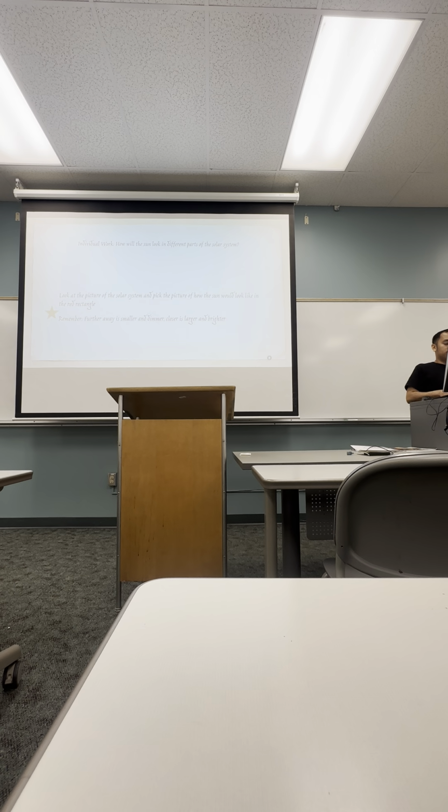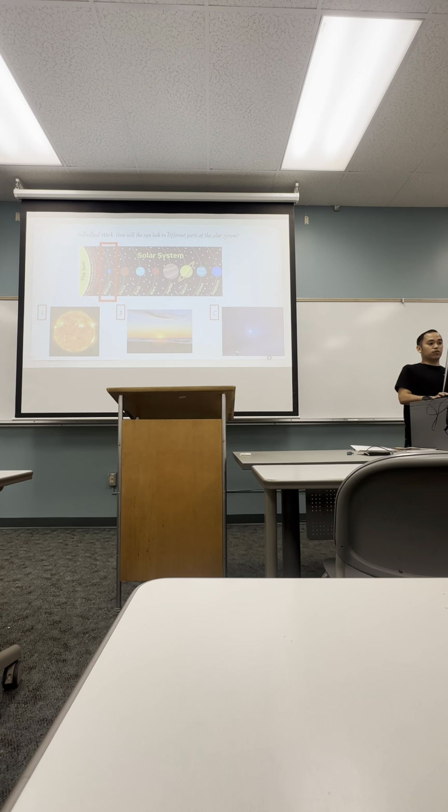So for this individual work, you're going to decide how the sun would appear to you. So for problem 1, how will the sun look in different parts of the solar system? So if we are in Mercury, will the sun appear as what you see here, the A, B, or C? So you're gonna write your answer on the cards that I provided. I'm gonna give you guys a minute.